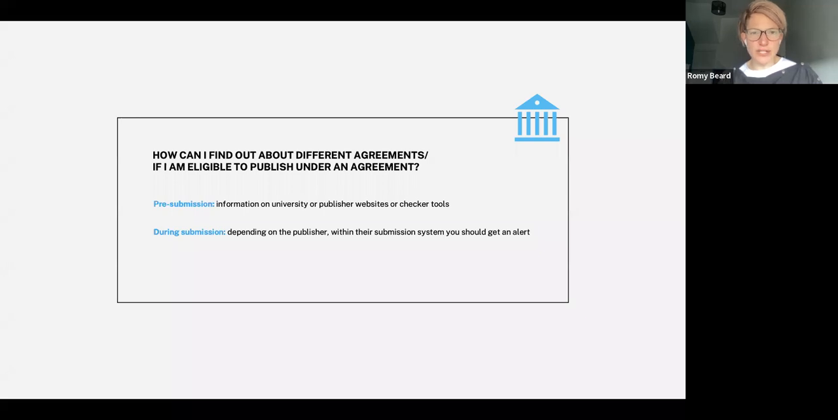Let's see if there are any other questions about this particular sample agreement before we get into some examples of how you might want to find out more about agreements, where they're available, or how institutions promote them. If you've got any other questions, feel free to pop them in the chat.